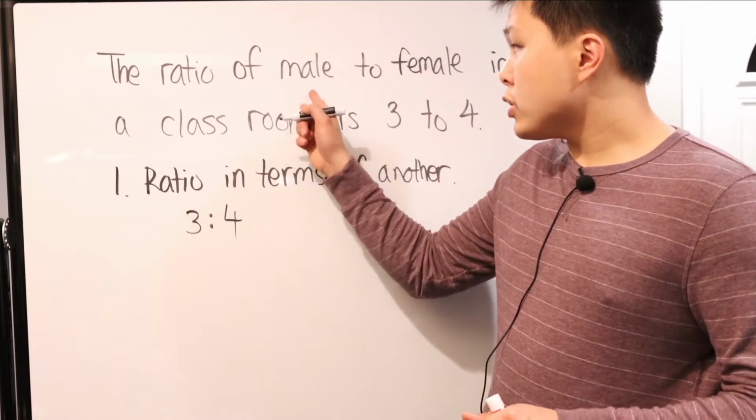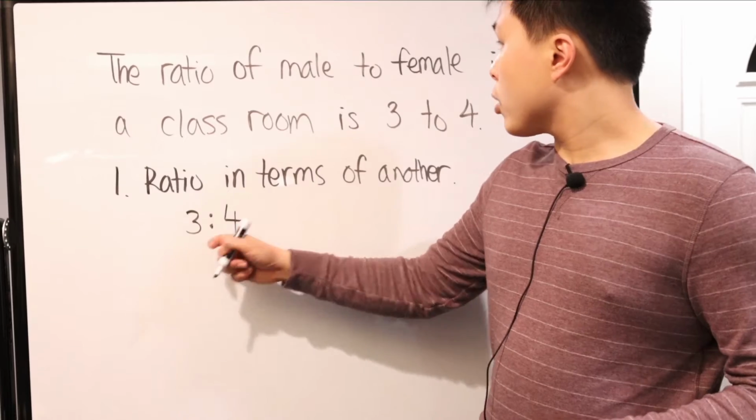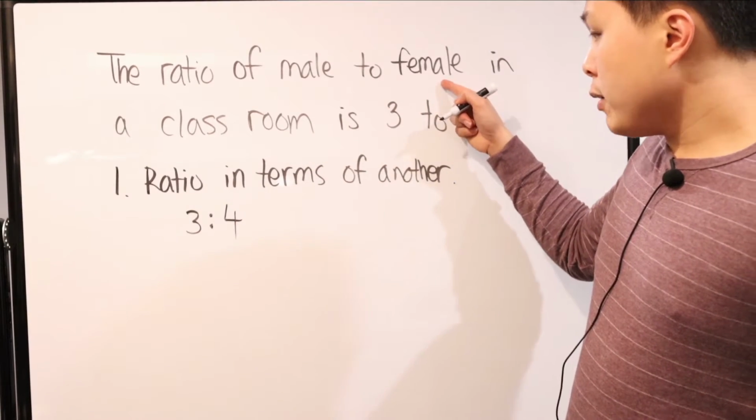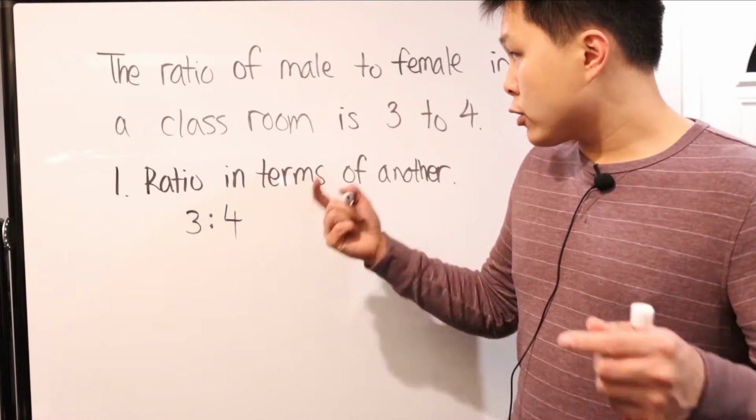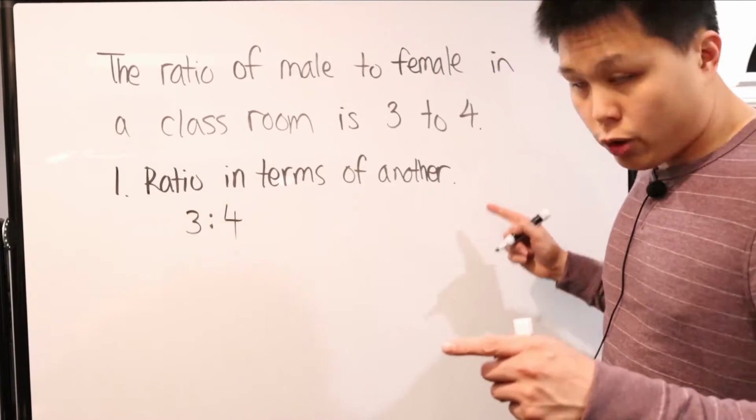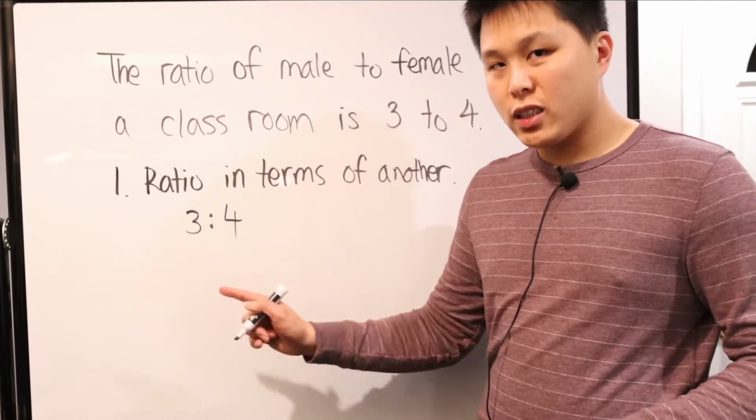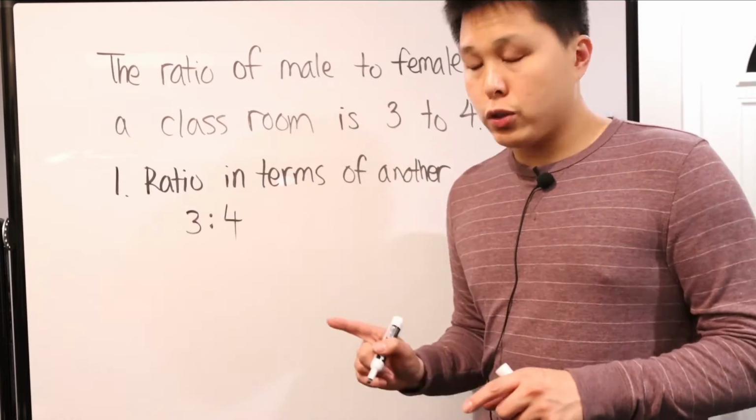It's saying that whatever is stated first in this situation, the male, right, that's the number compared to female, the second number. And then if there's a third one, there's going to be another colon and a third number, and another colon, fourth number, so on and so forth. That's the first type of ratio. So when you see colons like this, you're most likely talking about the first type of ratio.